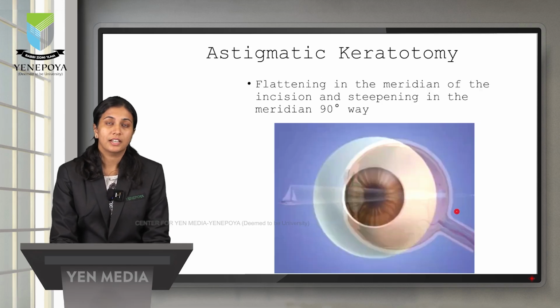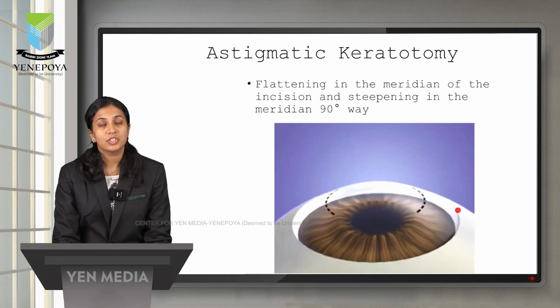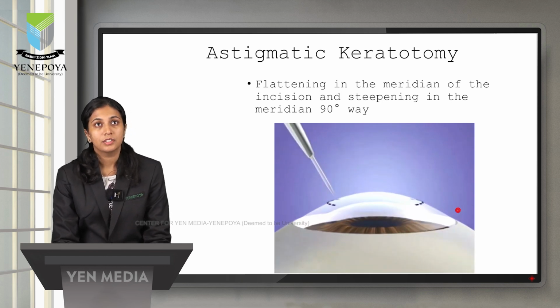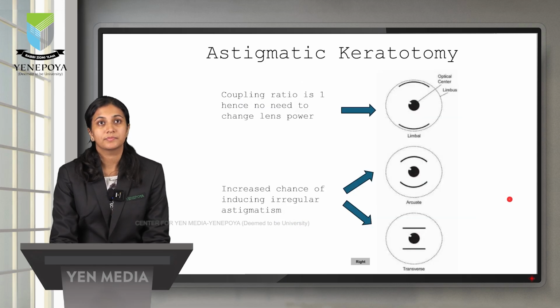Coming to astigmatic keratotomy, here there is a flattening in the meridian of the incision and steepening 90 degrees away. This video shows that here two incisions are made and because of the effect of the separation of the tissue, there is flattening in the meridian and steepening in 90-degree away.